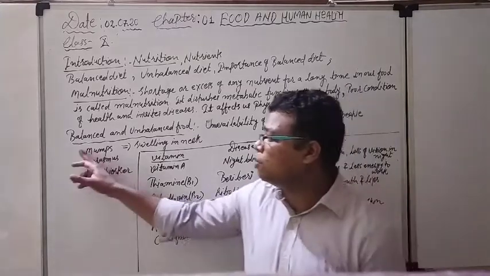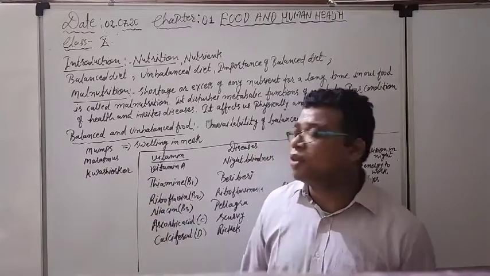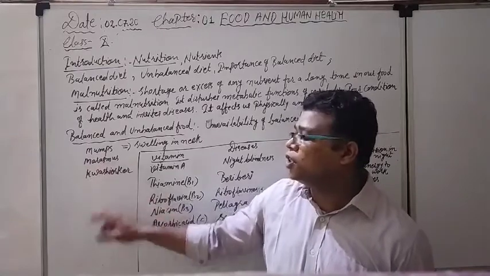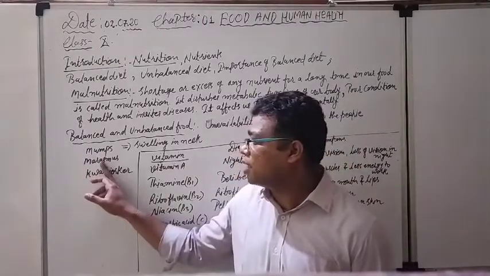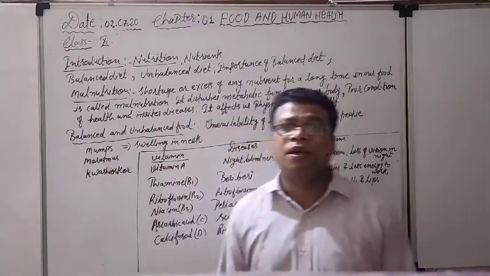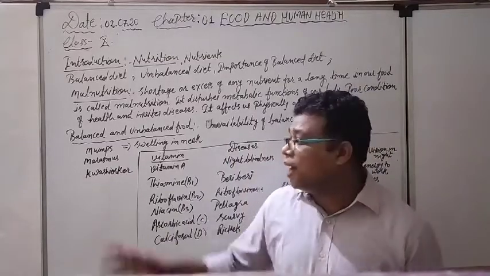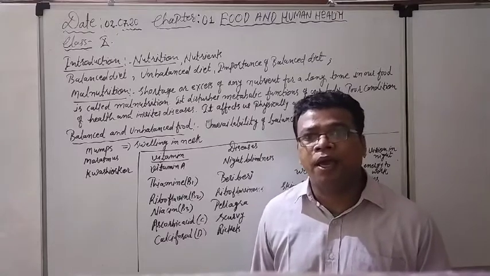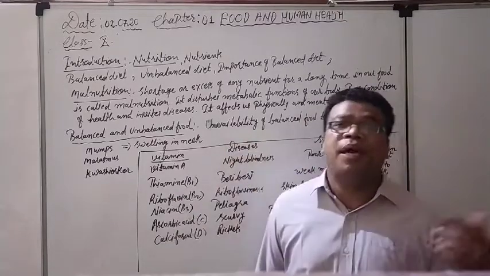So these are the names of the deficiency diseases that I have written on the left hand side of the board. You can see mumps, marasmus, kwashiorkor. These are the famous diseases that you can see amongst the children in our India. And why? Because of the unavailability of balanced food.